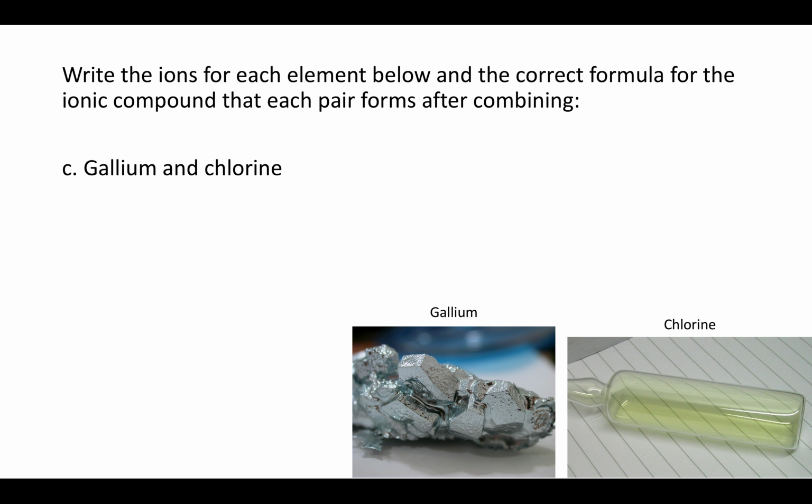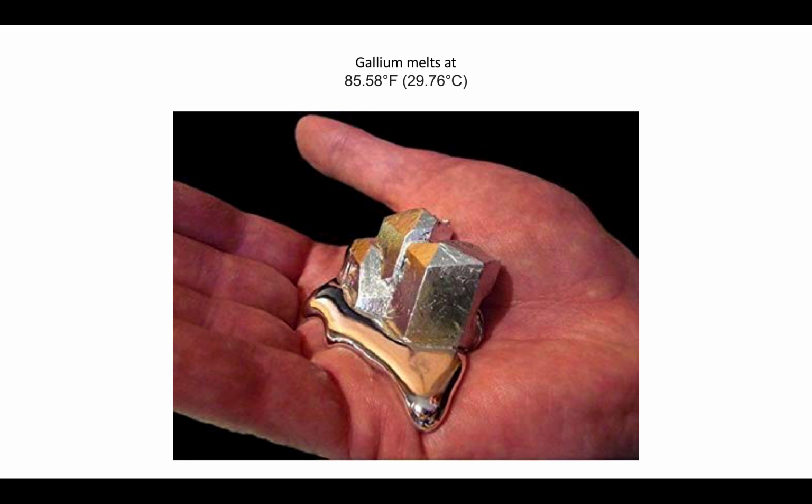Okay, how about gallium and chlorine? First, write the ions for each of these elements. Gallium is kind of interesting. The only metal that's a liquid at room temperature is mercury, but gallium has a pretty low melting point. It melts at 85.58 degrees Fahrenheit. So that's above room temperature. Room temperature is around 77 degrees Fahrenheit.